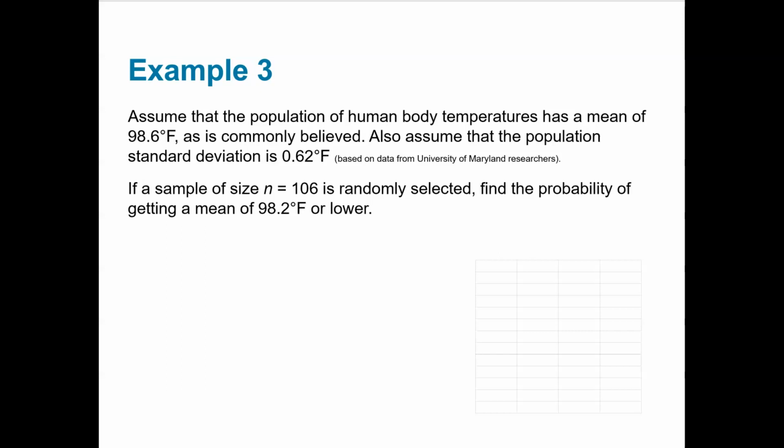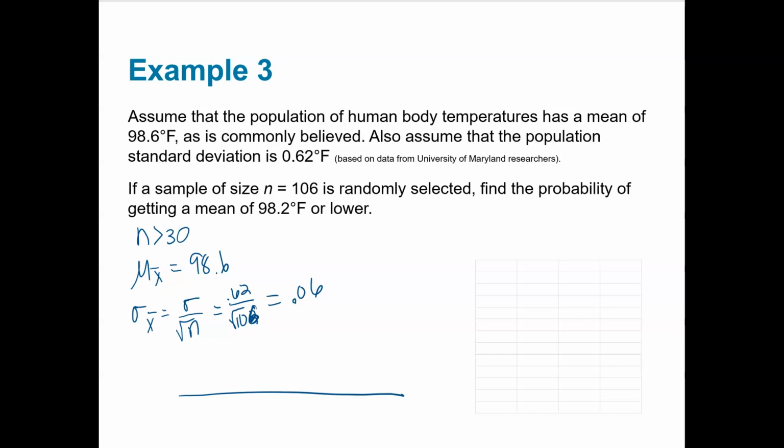Assume that a population of human body temperatures has a mean of 98.6, that's what we always talk about, and that the population standard deviation is 0.62. If a sample size of n equals 106 is randomly selected, find the probability of getting a mean of 98.2 or lower. All right, so we're talking about a sample size and a mean, and because the n is greater than 30, we can apply the central limit theorem here. So we know that the mu of this is going to stay the same, but we need to adjust our standard deviation. So that's going to be 0.62 divided by the square root of 106, and I get 0.06.